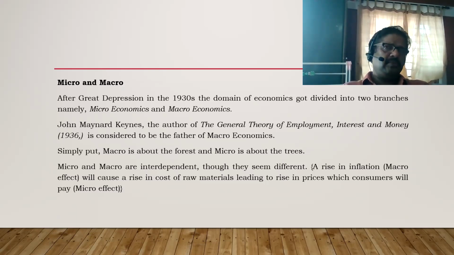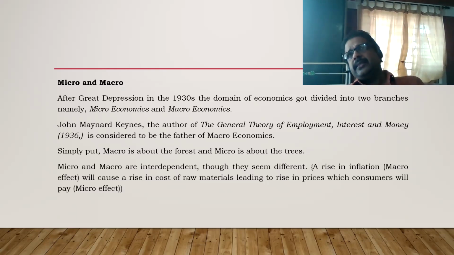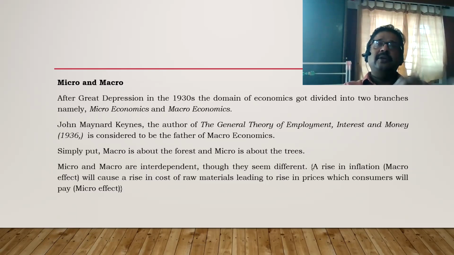So John Maynard Keynes saw that the root cause for this depression was overproduction, which was against the theory of J.B. Say, a classical economist, who said that demand creates its own supply. Okay, demand creates its own market. That is what J.B. Say said. And that theory is known as Say's law of market. So Say's law of market says that demand creates its own supply.